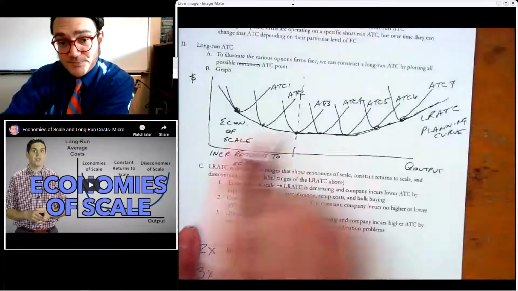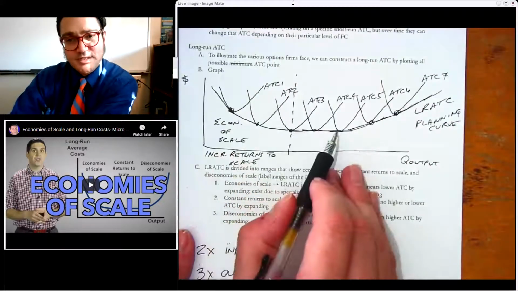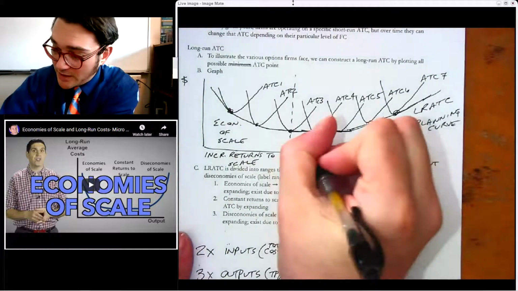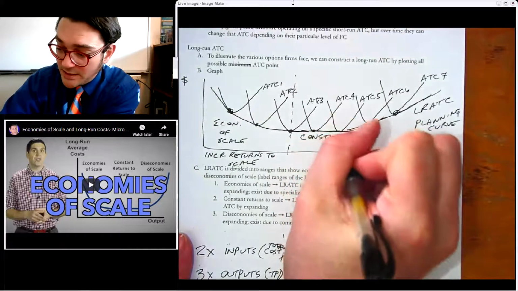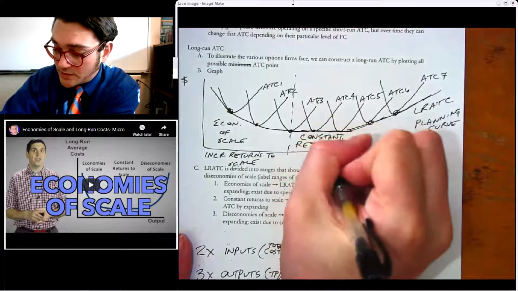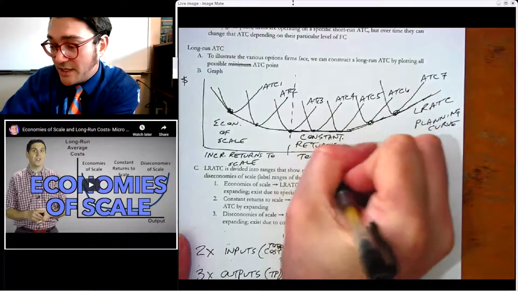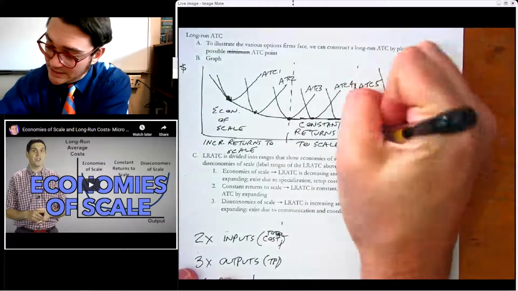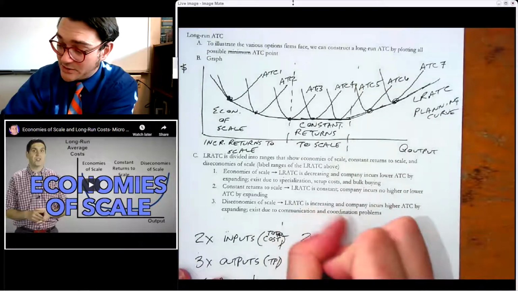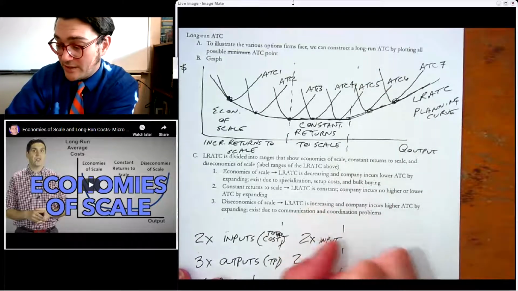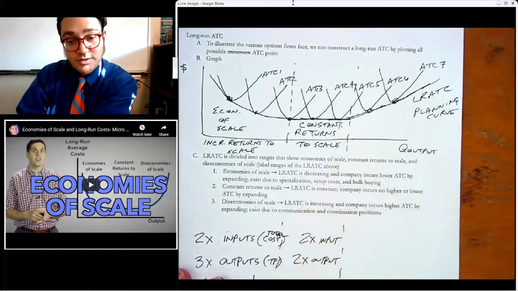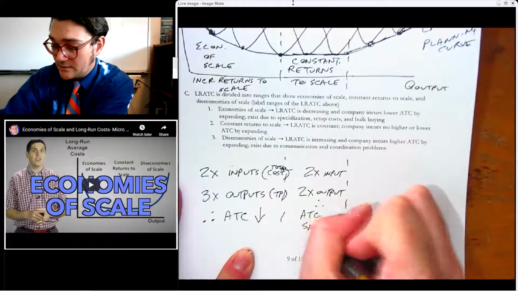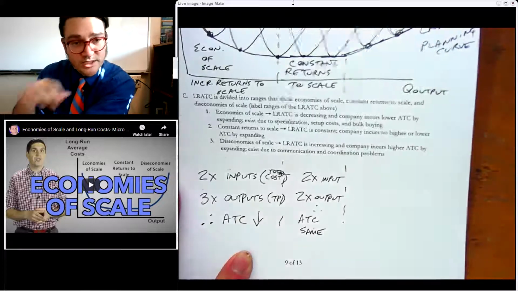Now, at a certain point, it's going to start to flatten out for a lot of firms. They can't quite squeeze any more cost savings out of getting bigger. And so this is what we call constant returns to scale. It's kind of in the name: we are scaling up the size of the business, but we're getting a constant return. That's where ATC is a flat line, and that would be like 2 times the inputs, and you get 2 times the output. So the ratio is the same. We'd say, therefore, ATC stays the same. That minimum ATC point stays where it's at.